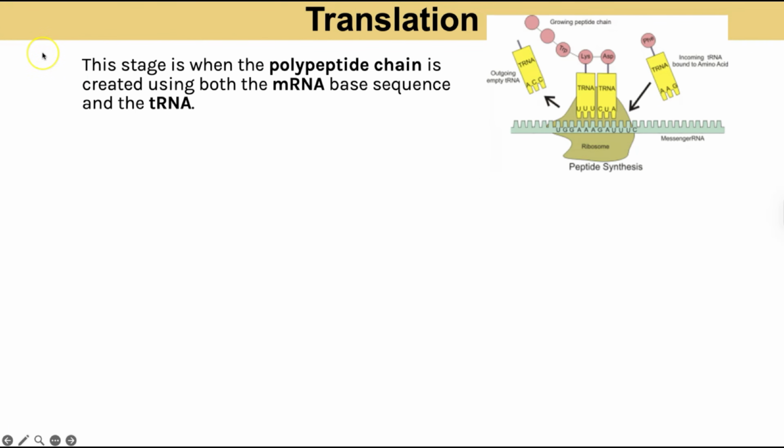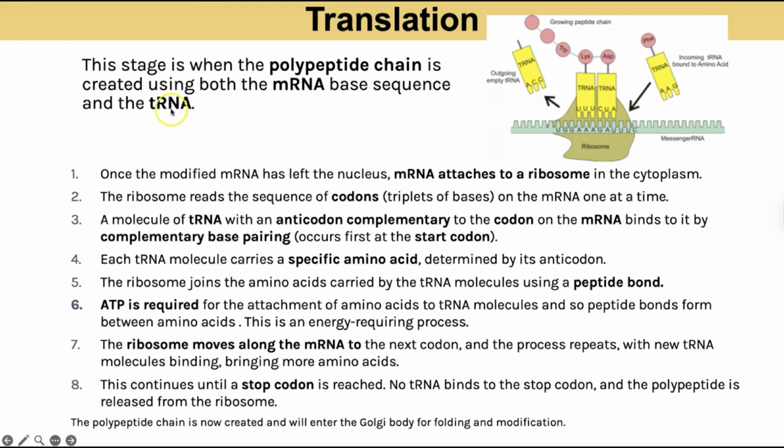The next stage is translation, and this is when the mRNA has now been modified, it leaves the nucleus, and it's going to attach to the ribosome, and tRNA is involved as well. So here are our key steps. Number 1, I've just said. Number 2, once that mRNA is attached to the ribosome, the ribosome will start at the start codon, and then it moves along the mRNA. But the key thing here is knowing that the mRNA attaches to the ribosome. Sometimes there's an extra mark for saying at the start codon, or it will move to the start codon.